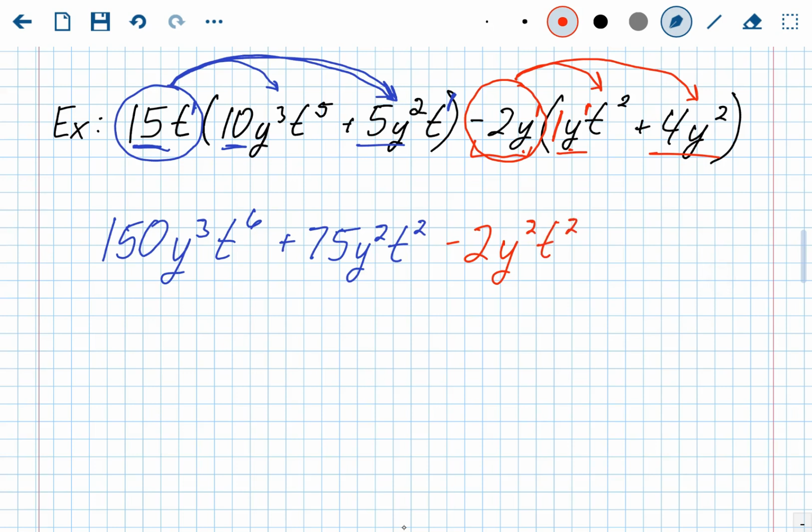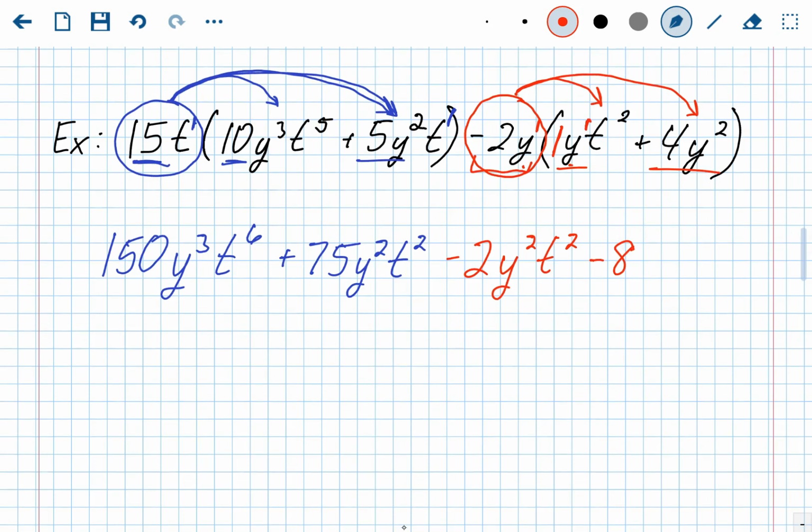All right, and then negative 2y times 4y squared. Multiply the numbers. Negative 2 times 4 is negative 8. Y to the first times y to the second. Multiply the y's together. 1 plus 2 is 3. Okay. So we're done with distribution. There's no more parentheses here.